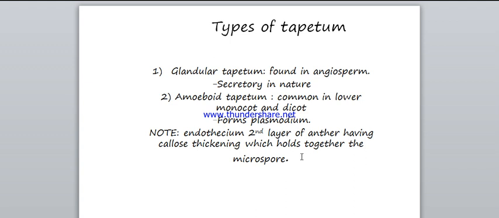So this was the pre-fertilization, the first part. In the second part I will cover all the other remaining topics.